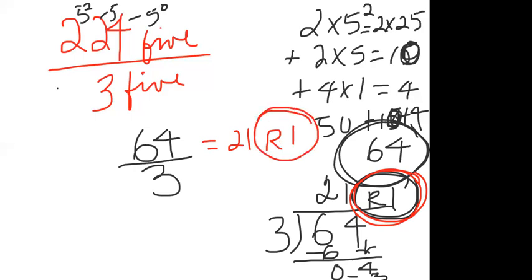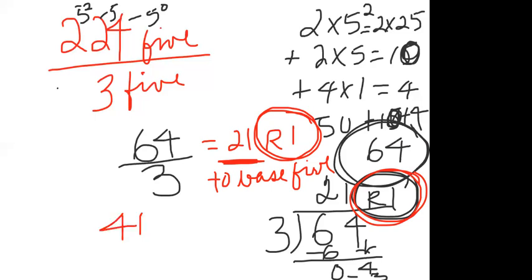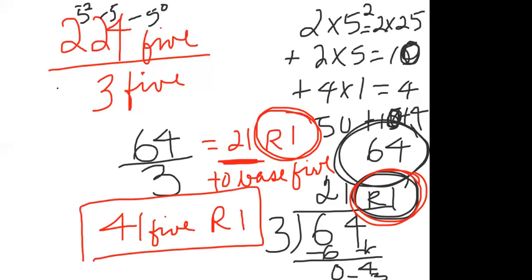The remainder, we're going to carry it over. Now, we need to convert this right here, guys, to base 5, the base we started with. How do we convert that to base 5? 5 goes into 21. How many times? 4 times. With what left over? 1. That is in base 5. And then you add your remainder at the end, just like that. And guys, we're done.